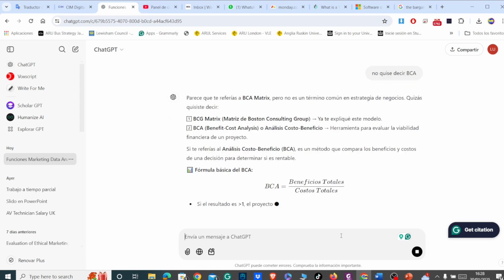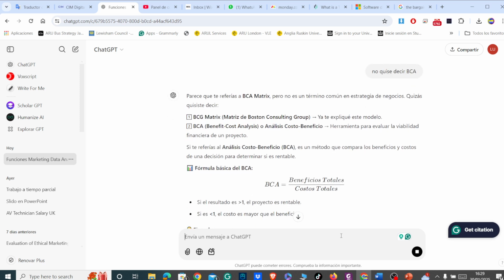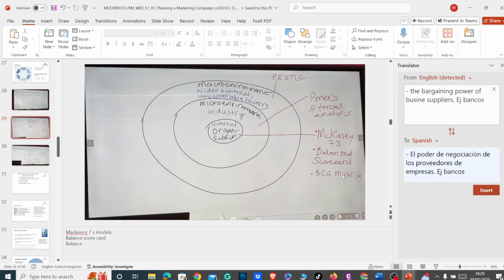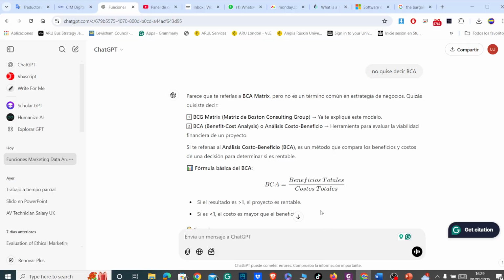Then we come to the BCG matrix. The BCG matrix is a tool that was developed by the Boston Consulting Group. It's a model that is designed to help organizations analyze their business units. You look at your product portfolio, that's a portfolio matrix, right? It's a tool developed by a consultant.